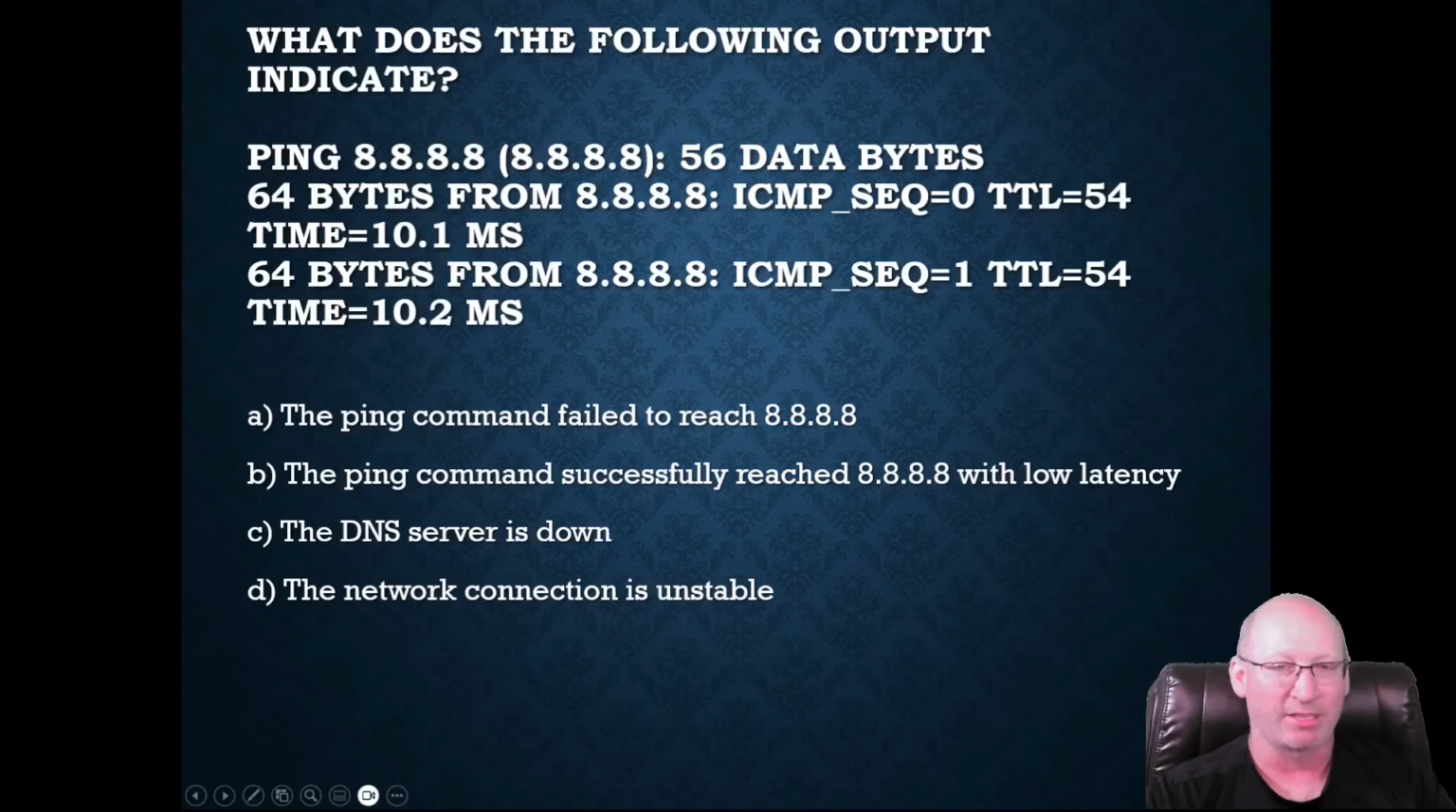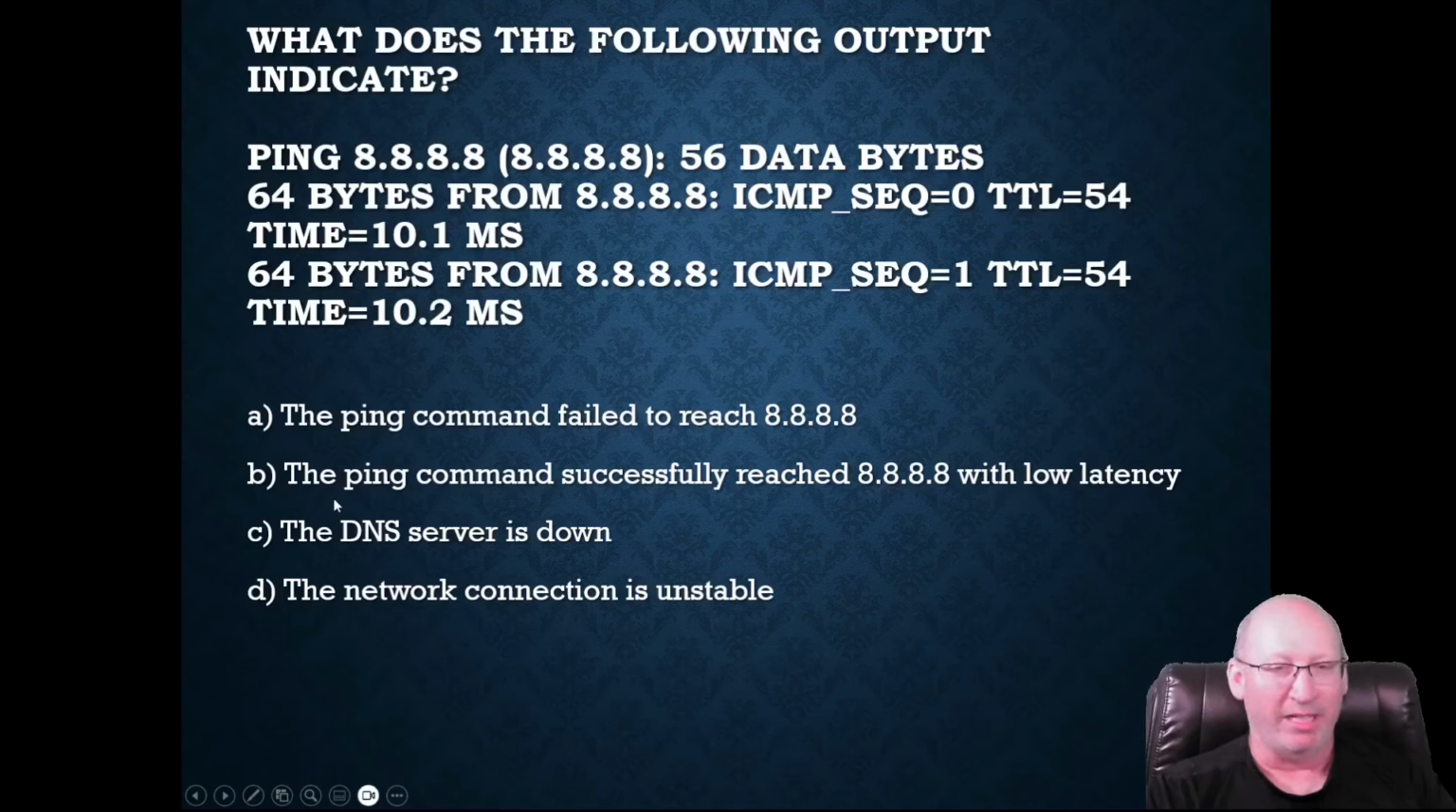The network connection is unstable. Well, it's not unstable, because we're seeing from this one, 10.1 milliseconds, to this one, 10.2 milliseconds, and it came directly one after another. So we saw sequence 0 to sequence 1. If we saw sequence 0, and sequence 1 failed to show up, but then we saw sequence 2 show up, that would be indicative of an unstable network connection, but we're not seeing that. So that leaves us B and C.